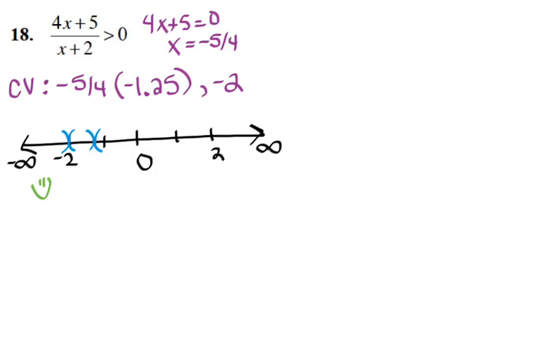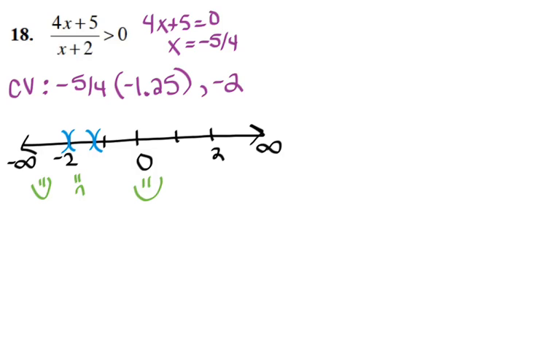And then my next interval goes from negative 2 to negative 1.25. So I'm going to go with negative 1.5. So I have 4 times negative 1.5 plus 5 over negative 1.5 plus 2. And that gives me a negative 2, so that means this middle interval doesn't actually work. And then finally I'm picking a number from negative 1.25 to infinity. Let's go with 0. So I have 4 times 0 plus 5 over 0 plus 2. Gives me a positive 5 halves, and I was looking for a positive number because again it had to be greater than 0. So that means this interval actually works.